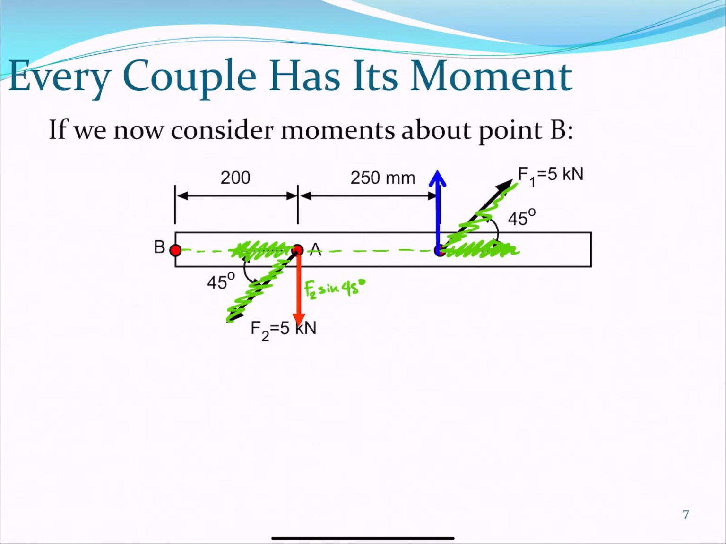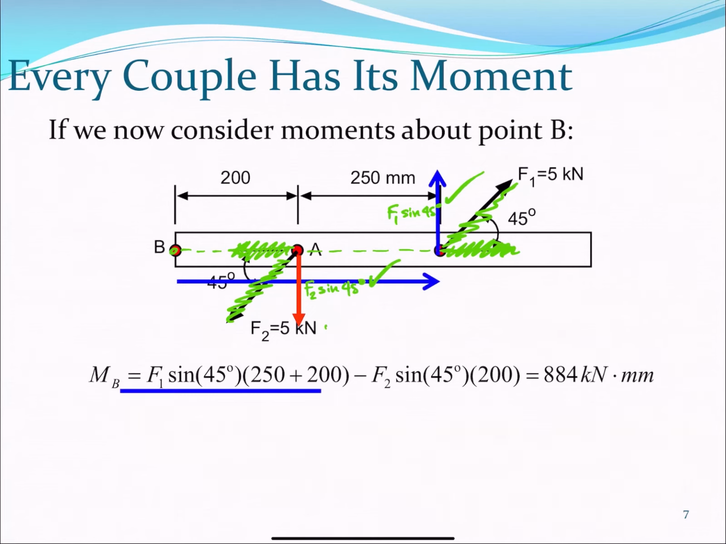and then this is the same thing, this is F1 sine of 45 degrees. And now we calculate the moments of these two forces, this guy and this guy, about point B. So let's do the first one. The blue force times the blue moment arm. So it is F1 sine of 45 degrees times the moment arm, which is 200 plus 250 mm.